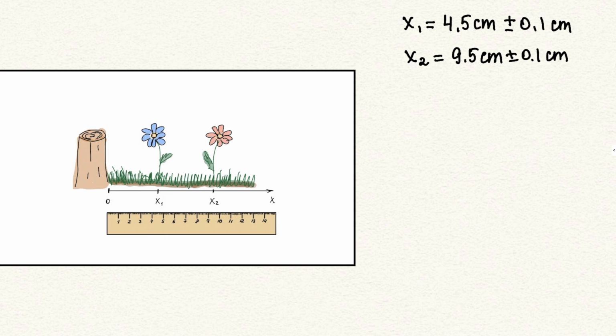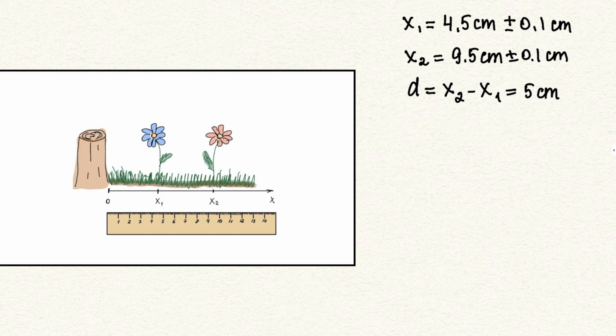Now we know the positions of the flowers and their uncertainties, and we can calculate the distance between the two flowers, which is very easy. Position of the second flower minus position of the first flower, and it comes out to be 5 centimeters. All right, now let's get to the exciting part, and we'll calculate the uncertainty in the distance.